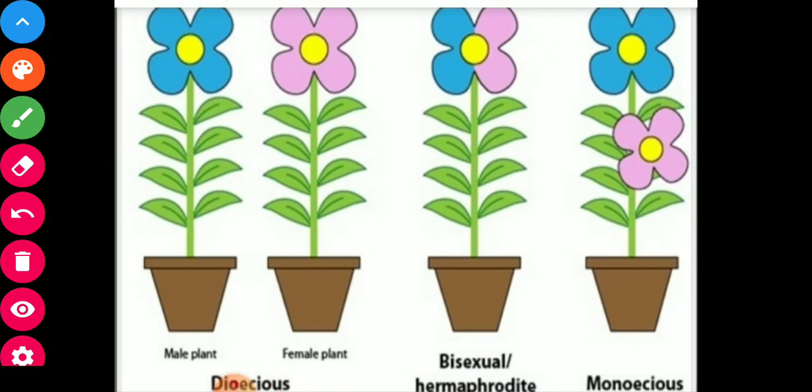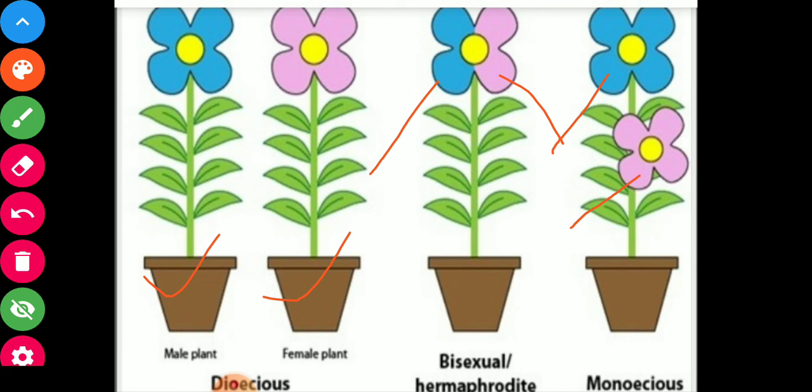Here also you can see this can be represented as male plant and female plant. This is a representation of the male and this is a female, and bisexual or hermaphrodite condition where male and female are present in the same flower, and monoecious where male and female flowers are on the same plant. So this is the difference.